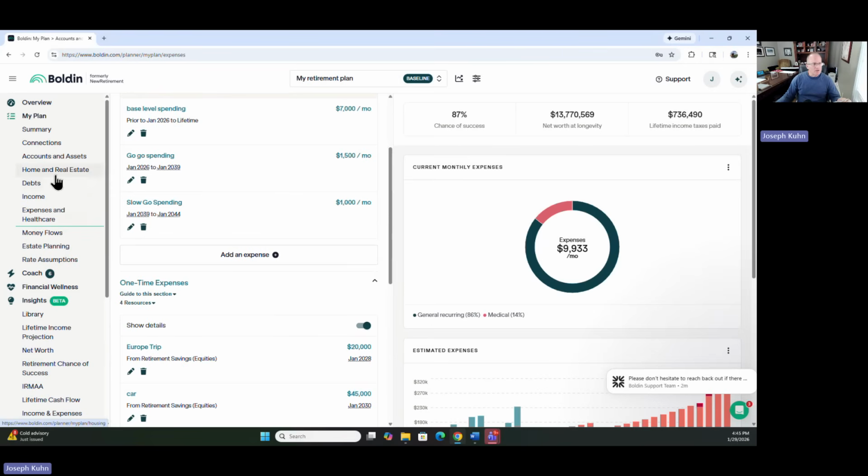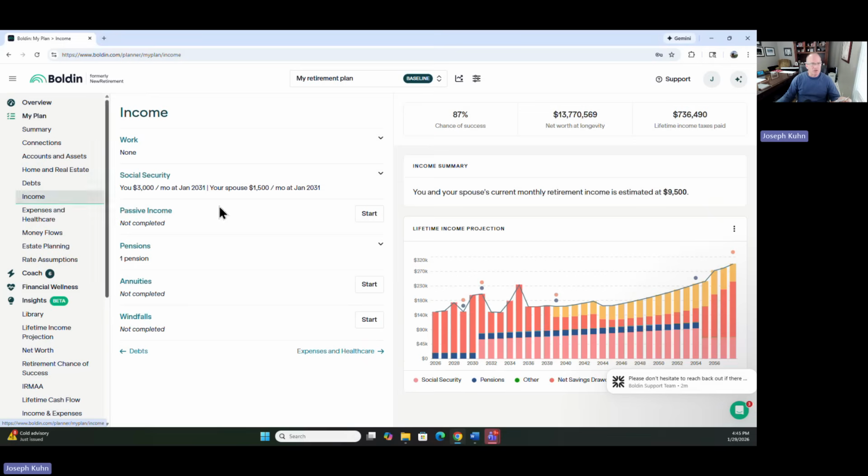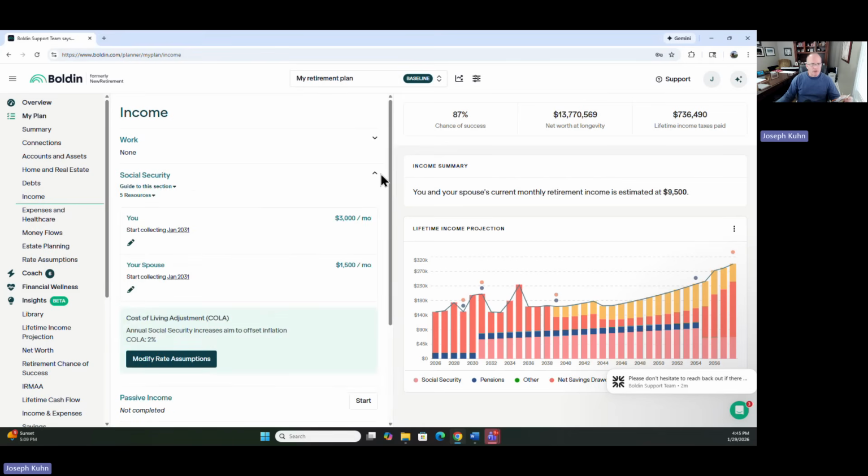Another thing, I'm going to go into income, and I'm going to take a look at Social Security. I'm surprised at how many people get this wrong. Note my Social Security on this screen has me at $3,000 a month, collecting at age 67. And I'm not saying that's the right age, that's not an optimized age. I'm just illustrating a point here. And then my spouse is taken at 67. So that's $4,500 a month. $4,500 a month times 12 months.